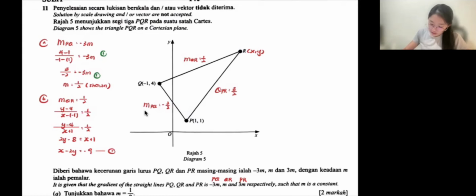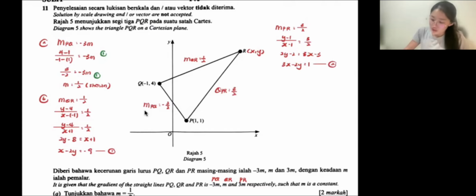Both also can. All right, then the other one you can take PR. Gradient of PR equals to 3 over 2 to generate your second equation. So y minus 1 over x minus 1 equals to 3 over 2. Cross multiply 2y minus 2 and then 3x minus 3. So 3x minus 2y equals to 1. You can use substitution or elimination method, up to you. Okay, let's do elimination method.